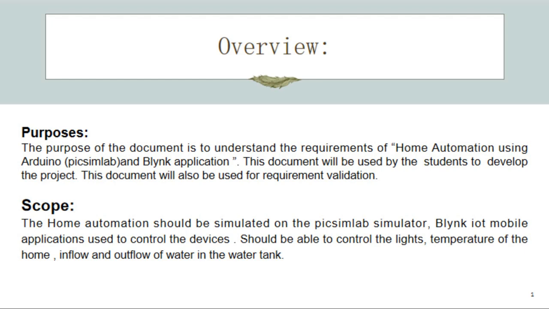The scope. The home automation should be simulated on the PixMake simulator. Blink IoT mobile application used to control the devices should be able to control lights, temperature of the home, inflow and outflow of the water in the water tank. Basically, the scope of the project that we will be doing is home automation, in which we will be handling three things, that is controlling lights, temperature of the home, and inflow and outflow of water in the water tank.